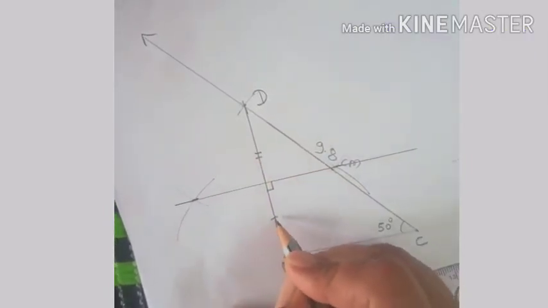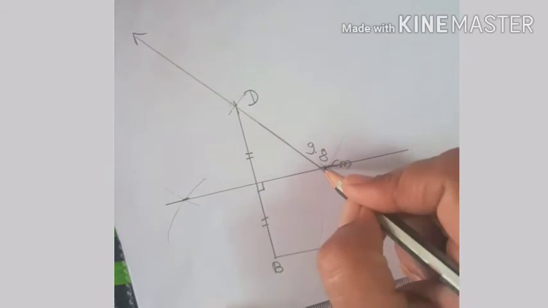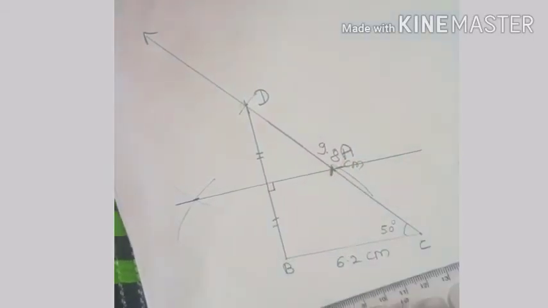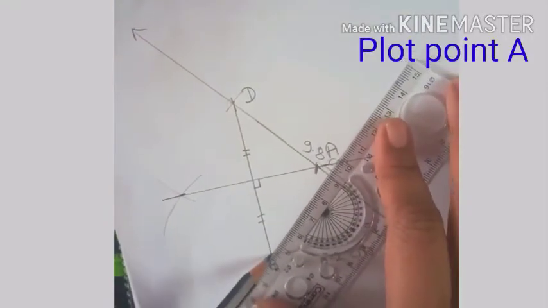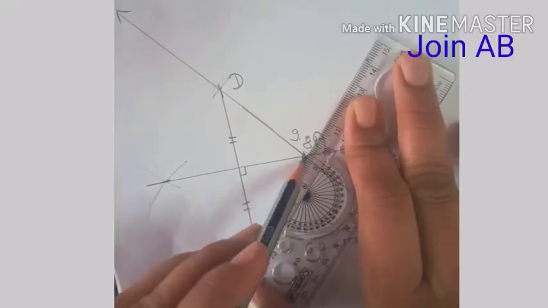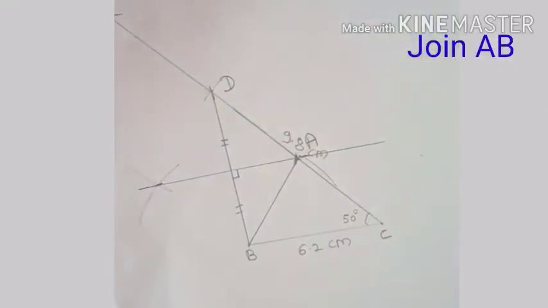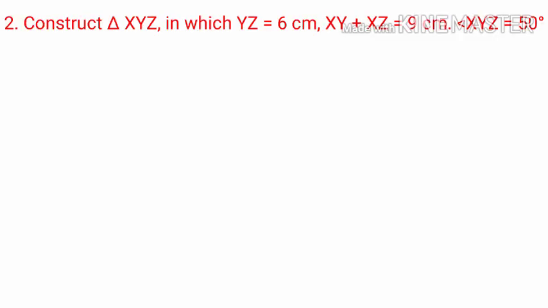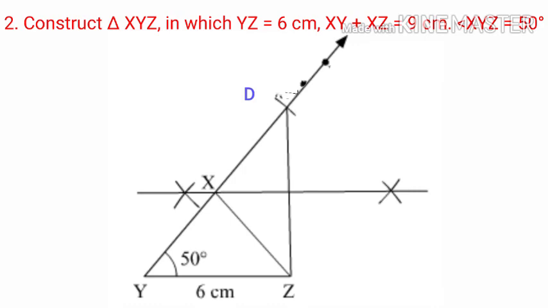Now, the point of intersection of the perpendicular bisector of BD and segment CD is point A. Now, plot point A and join AB. Here, triangle ABC is constructed. Similarly, we can construct triangle XYZ of question number 2 in practice set 4.1 as you can see on the screen.